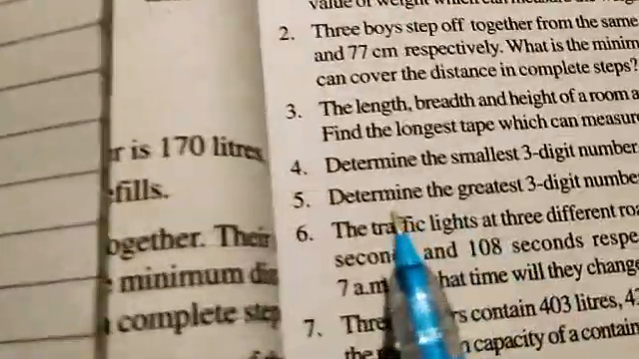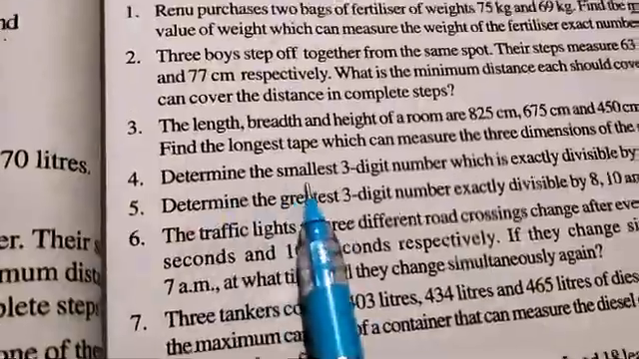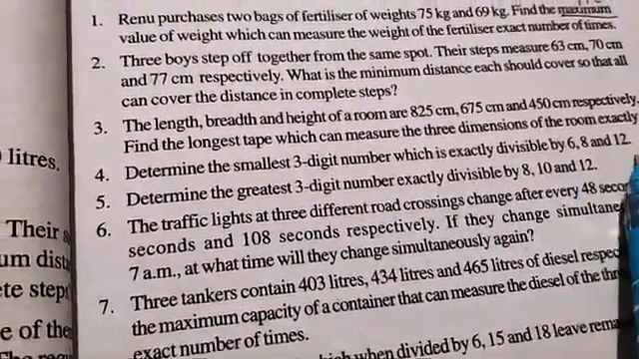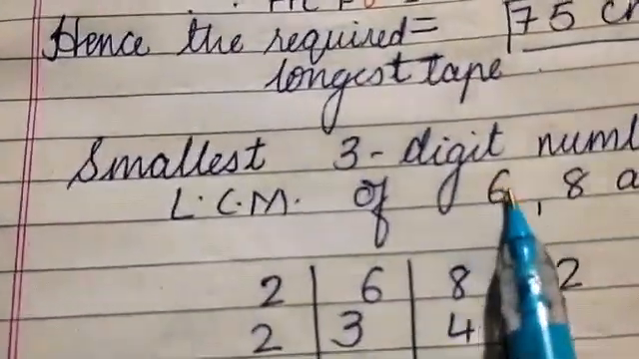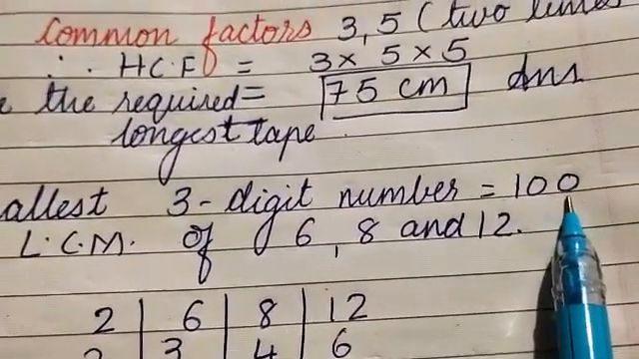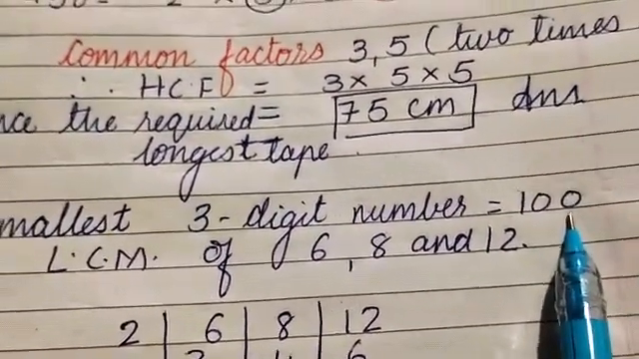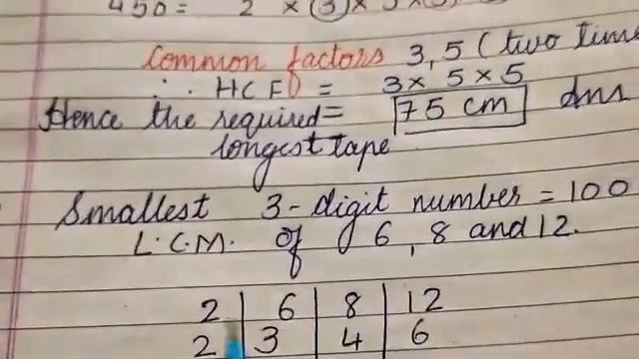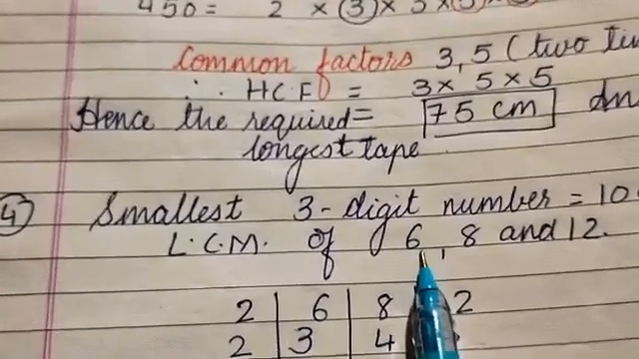Now we will go for question number 4. So what is question number 4? Determine the smallest 3-digit number which is exactly divisible by 6, 8 and 12. So what will be the smallest 3-digit number? The smallest 3-digit number will be 100. Now the LCM of which numbers do we need to find?